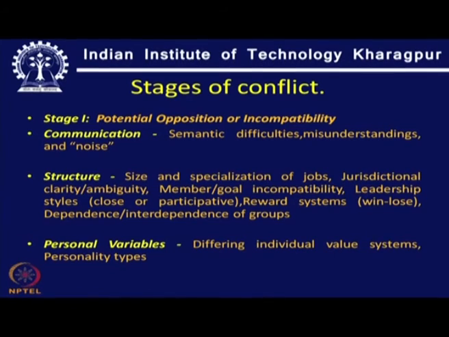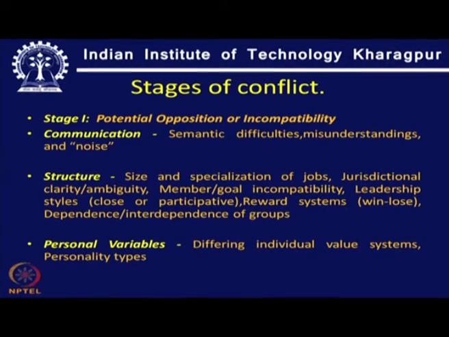and next in this are the personal variables, like different individual value systems and personality types. All these factors may create a potential opposition or incompatibility. So at this stage we do not yet recognize these as conflicts, but they are potential sources of conflict.